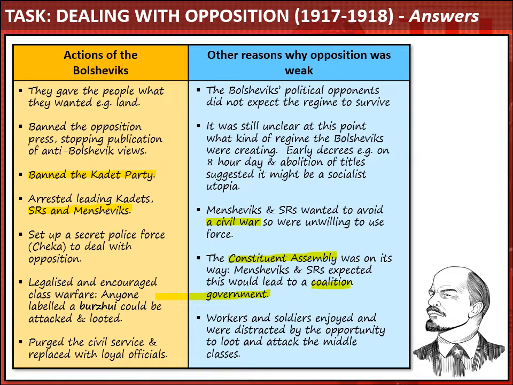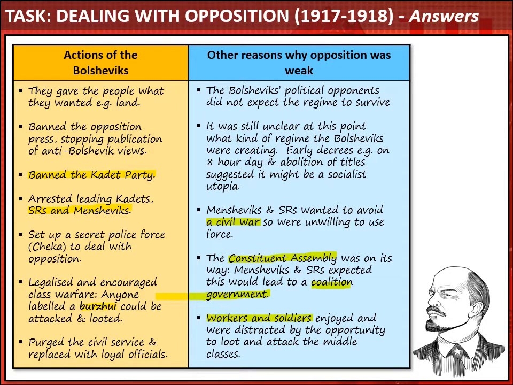Another reason why opposition to the Bolsheviks was weak was that workers and soldiers were distracted. They were busy carrying out their frustrations against the middle classes by looting and attacking them. And the Bolsheviks encouraged this and legalized it. They encouraged workers and soldiers to take out their anger against anybody who was labelled a bourgeois.